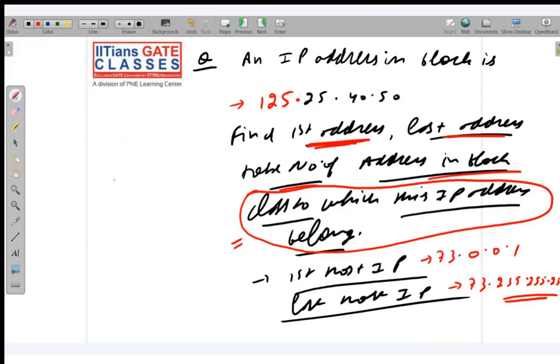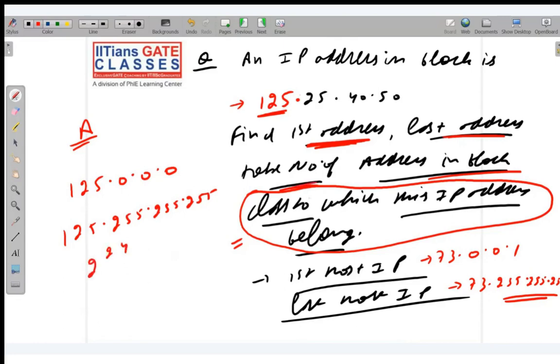Sir, class A. Class B. Class A. No, 125. Yes, sir. 1 to 126 is class A, sir. So it is class A. Now first address, very easy: 125.0.0.0. Last address: 125.255.255.255. Okay, total number of addresses 2 power 24.